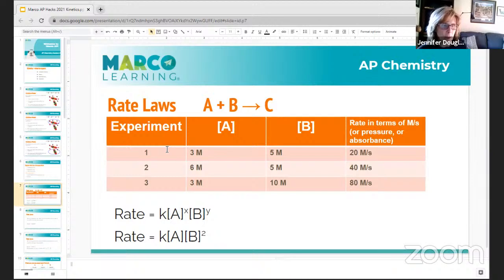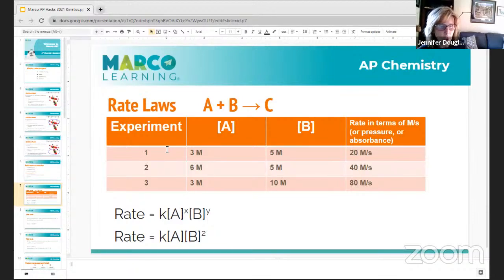So what you end up doing, on this one right here, is you'll take your reactants A and B and you'll start with what's called the method of initial rates. You'll go into the lab and you'll start with 3 molar, that's your concentration of A, and 5 molar for B. And you'll measure the rate of the reaction. Like it's changing by 20 molarity per second of whatever it is that you're measuring. It could be the appearance of C, the disappearance of A, it could be pressure or absorbance, anything that's measurable. You'll find out what the rate is.